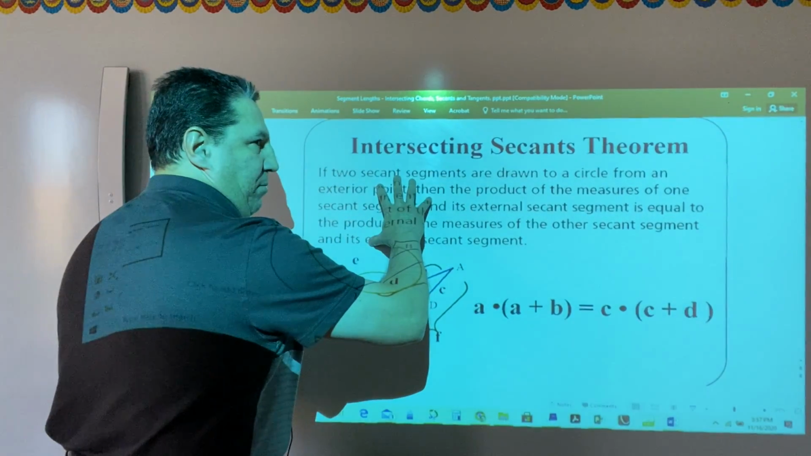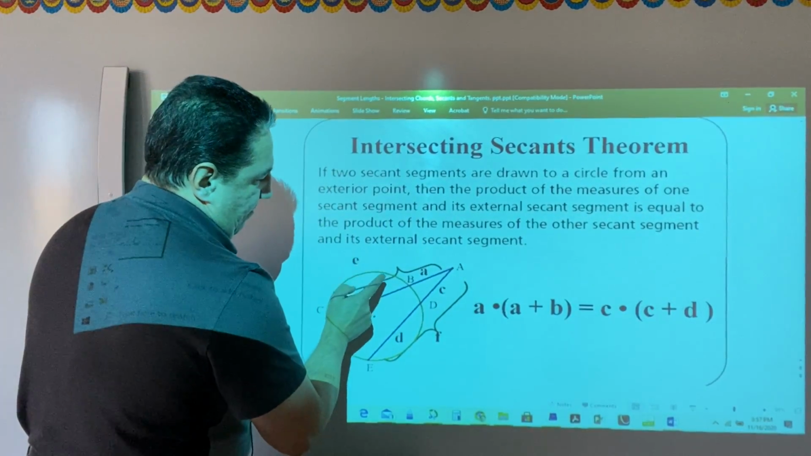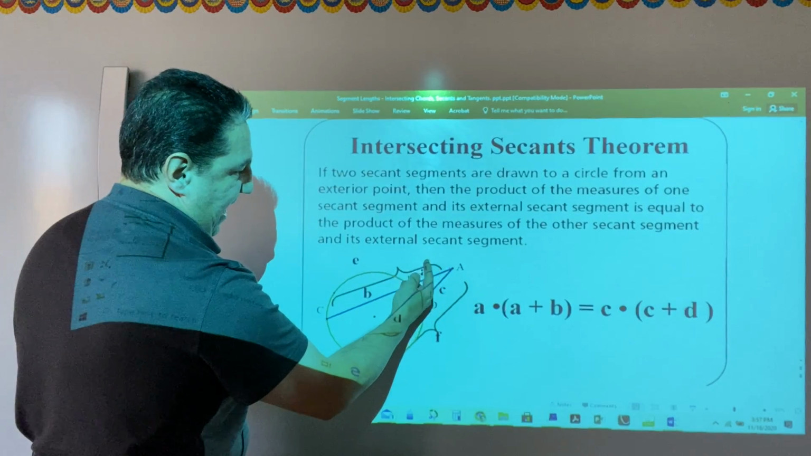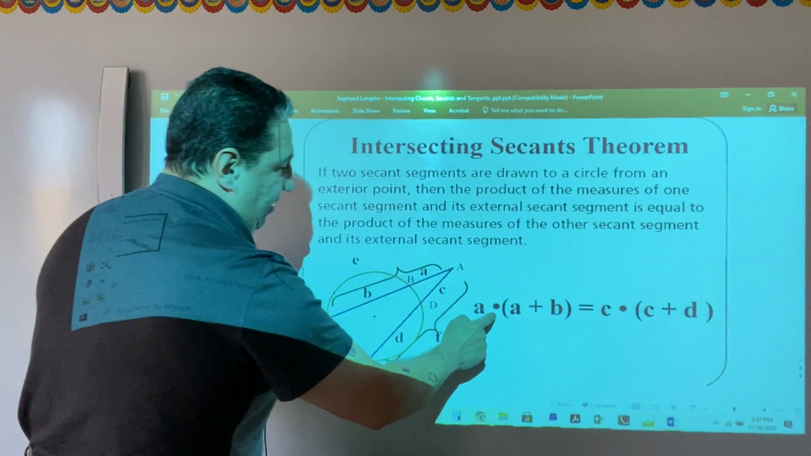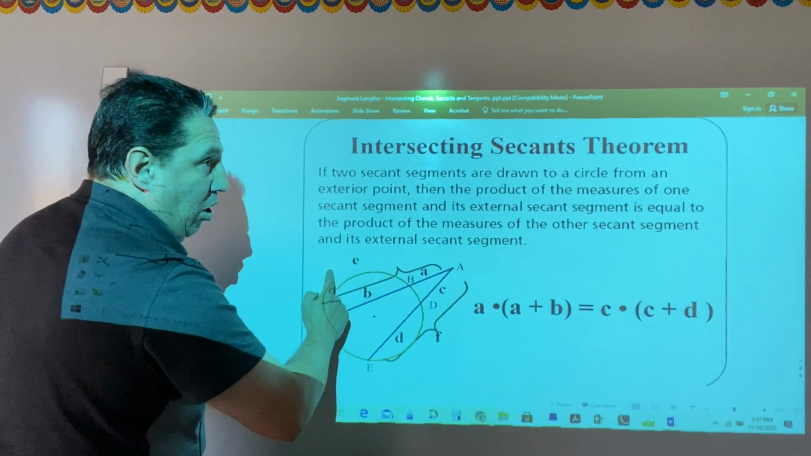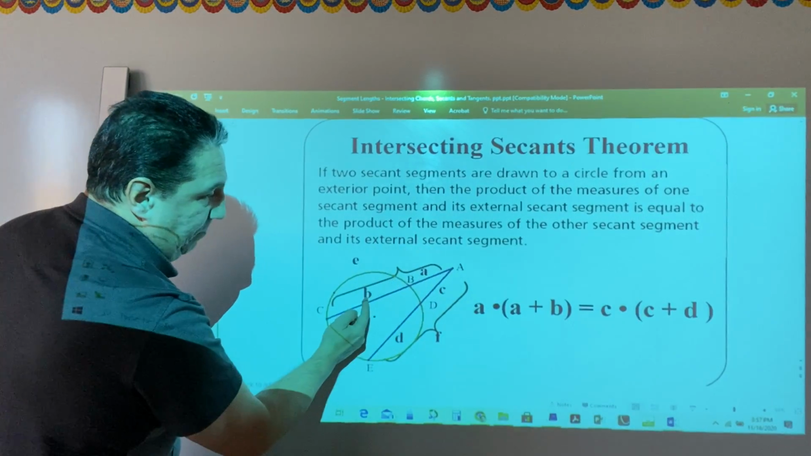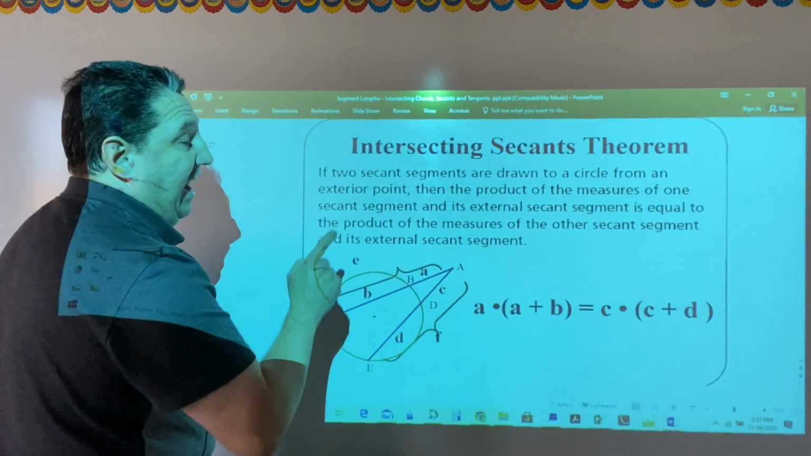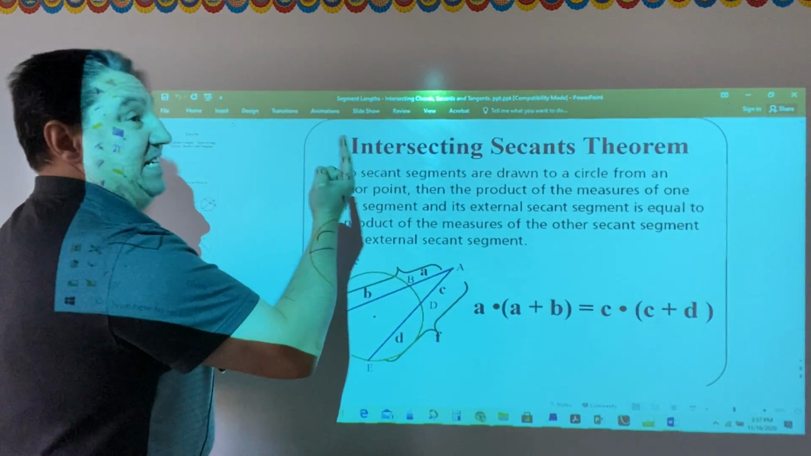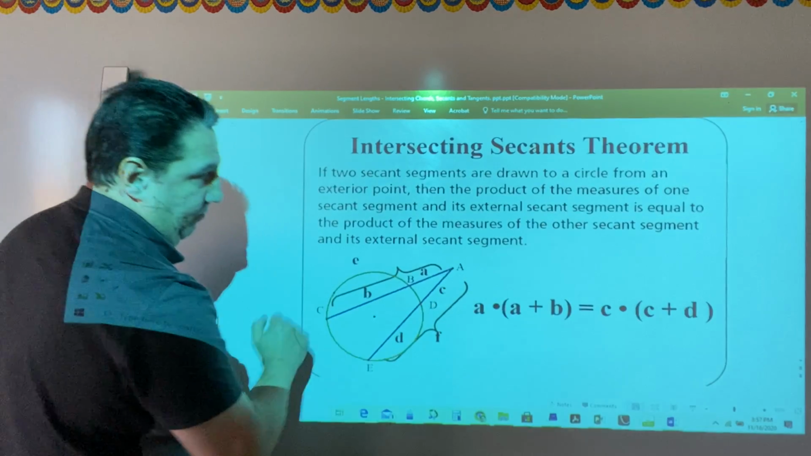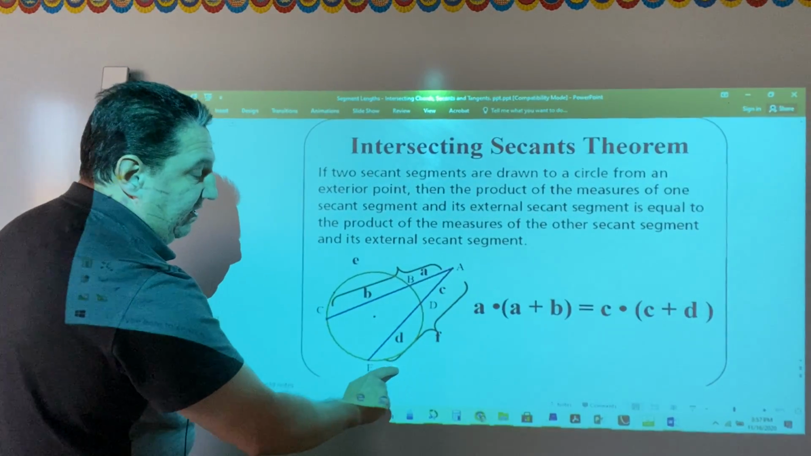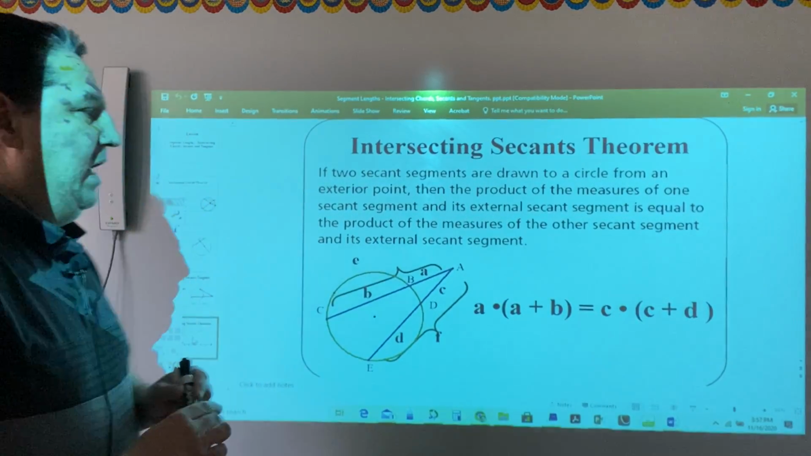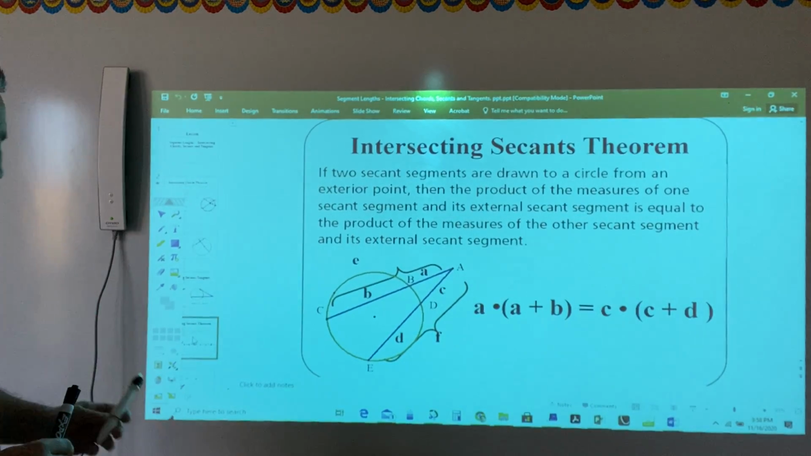What does this statement say? The product of the external secant segment of one secant, which is A, and the length of the whole secant, which is A plus B, as we can see here, is equal to the product of the length of the external segment of the other secant, which is C, and the length of the other secant, which is C plus D. Now, let's have an example.